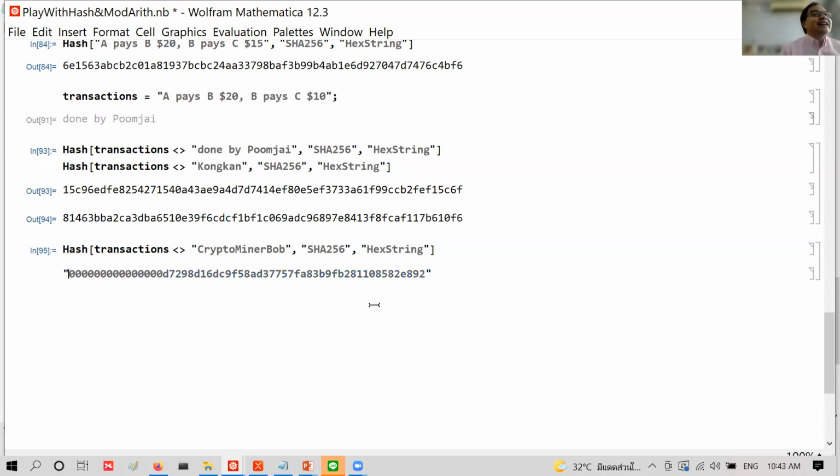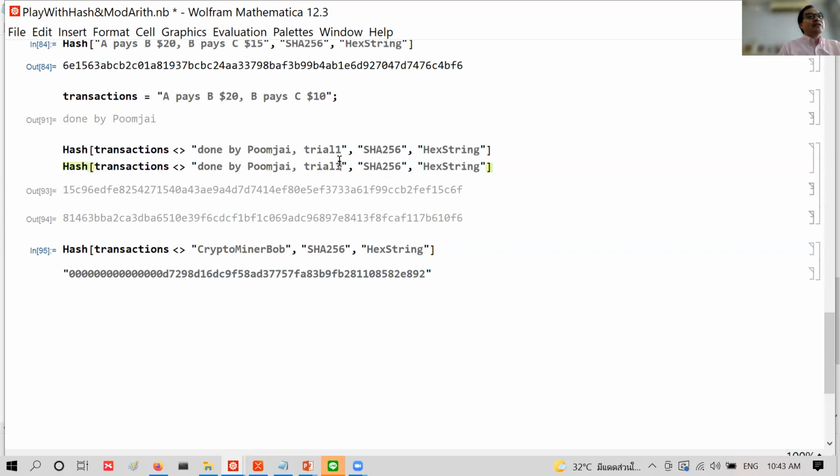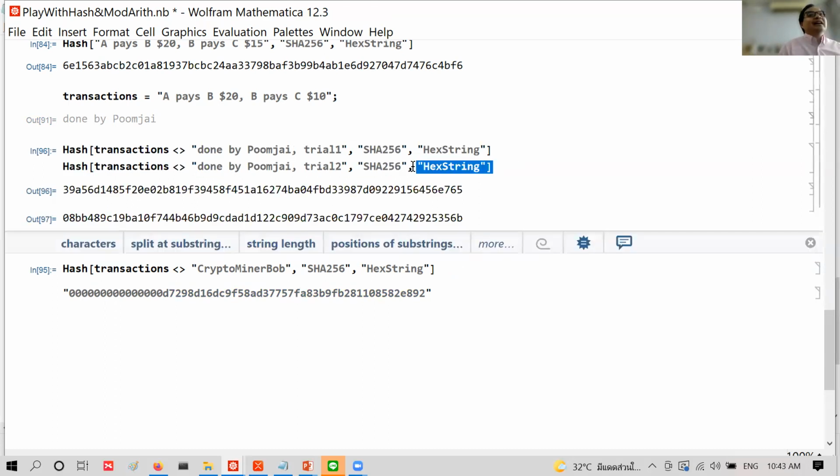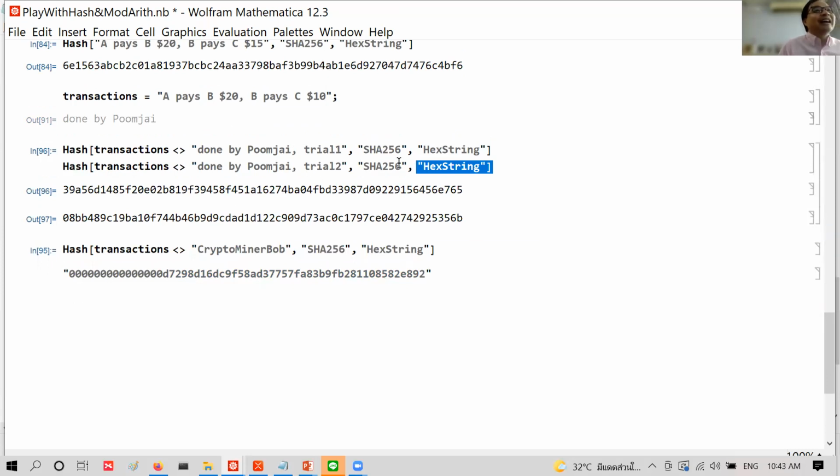Whoever does this gets to freeze it. This is like an internet competition. Why? Because I can try many times. Trial 1, and I can set trial 2. Right? And I get 1 0. Ooh, great. Okay. But I need to do this a gazillion times.